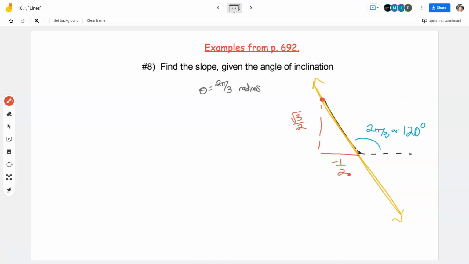But what's another way of getting there? Isn't there a formula? The formula says m is equal to tangent of theta, and without even having to draw that, just say what is tangent of 2 pi over 3? Square root of 3 over 3, 1 square root of 3, square root of 3. But why am I going to put a negative on it?